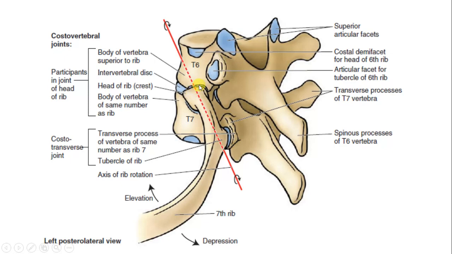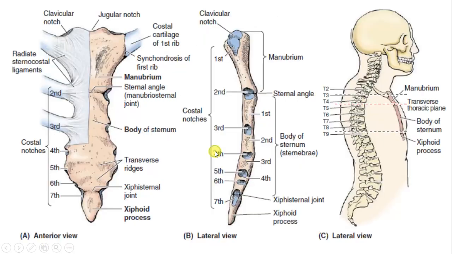The ribs make 3 joints. One is the inferior joint with its own vertebra, one is the superior joint with the body of the vertebra above, and here is the one with the intervertebral disc. There is a crest and a ligament attached to the intervertebral disc, so it's not actually a joint, but it articulates with the intervertebral disc, and the third joint is with the transverse process of the vertebra.